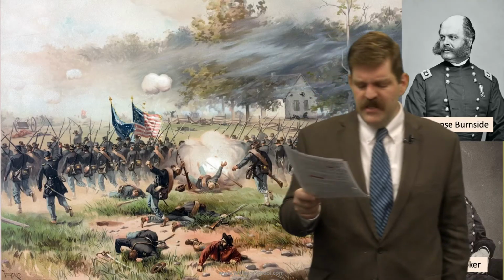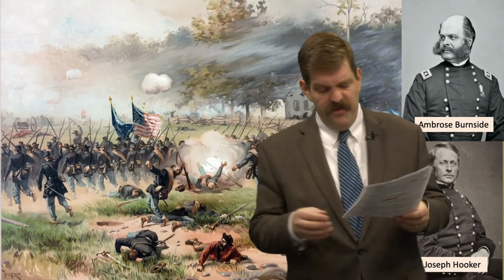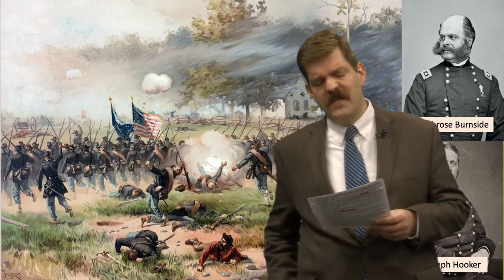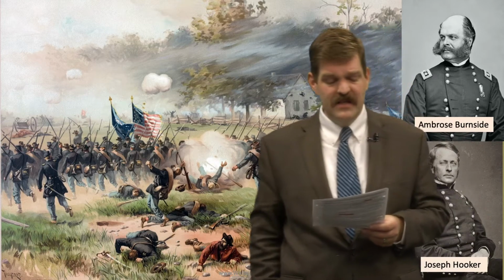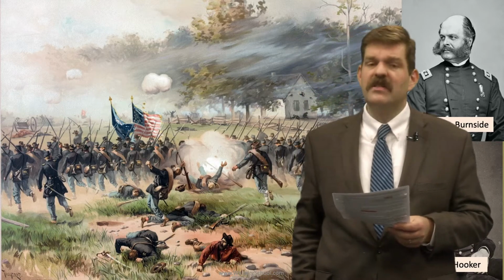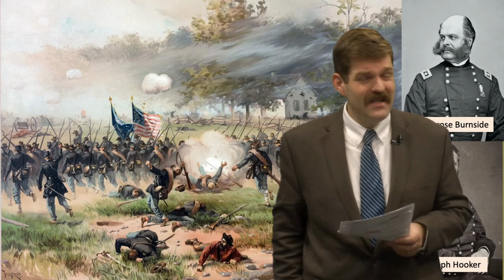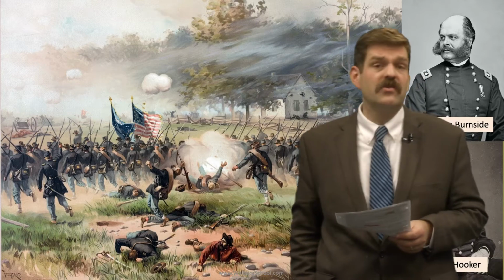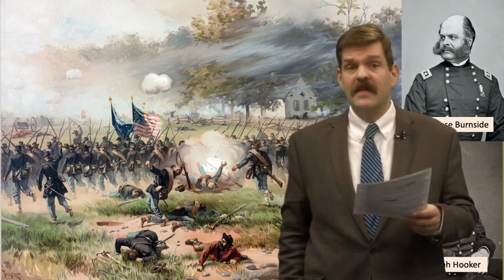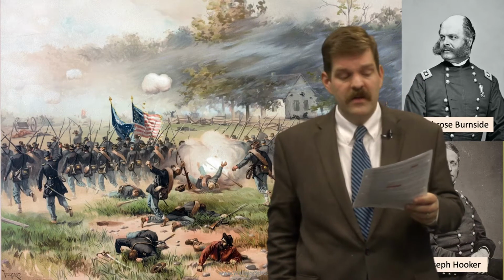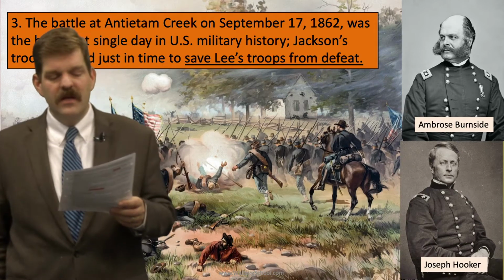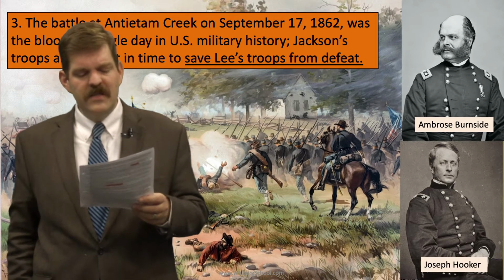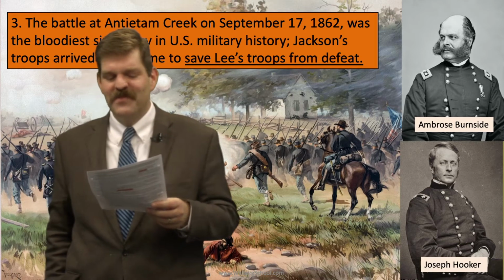Subpoint E. Jackson and Lee routed a Union army in the Second Battle of Bull Run in August of 1862, the Second Battle of Manassas Creek. McClellan's Army of the Potomac stopped Lee at the Battle of Antietam in Maryland, in the single bloodiest day in U.S. history, September 17th of 1862. This is a pretty bloody day. It's 7,650 casualties. It remains the deadliest day for Americans in war history. Jackson's troops arrived just in time to save Lee's troops from defeat.